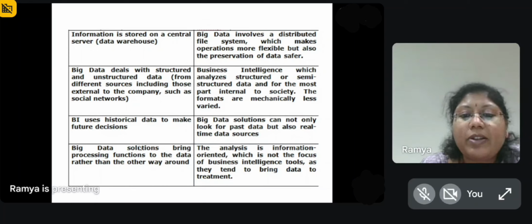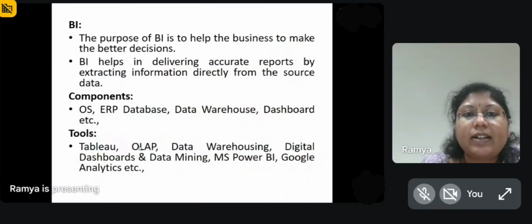The analysis is information oriented, which is not the focus of business intelligence tools, as they tend to bring data to treatment. So this is considered to be information oriented. Now, what is the purpose of business intelligence? Everyone is talking about business intelligence. To make better decisions in the business, they are going for business intelligence. By using business intelligence, they can obtain accurate reports by extracting the information directly from the source data.